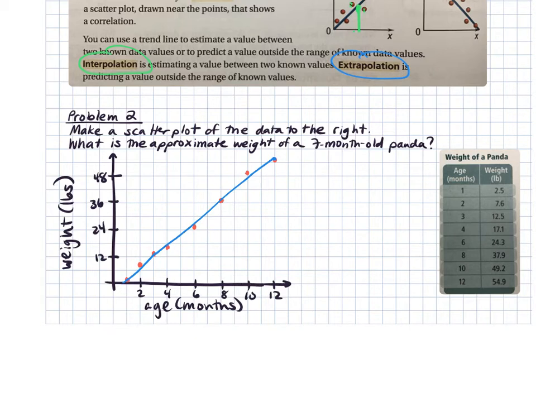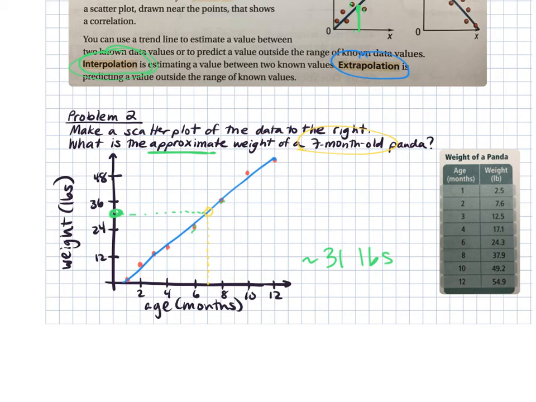That looks good. Now this is asking, what's the approximate weight of a 7-month-old panda? So let's go to 7 months. This is our best guess here. What is the weight that our best guess is there? Somewhere around here. These are by 6s, so this is about 31, let's just say, 31 pounds. Somewhere around there. It doesn't have to be exact, that's why it says approximate. We're just going to use that line to approximate the weight of a 7-month-old panda. That's called, again, interpolation, because it's in between two points.